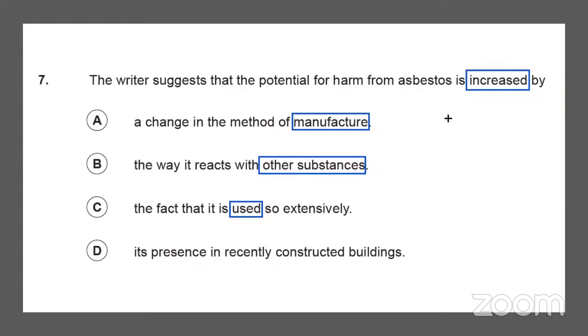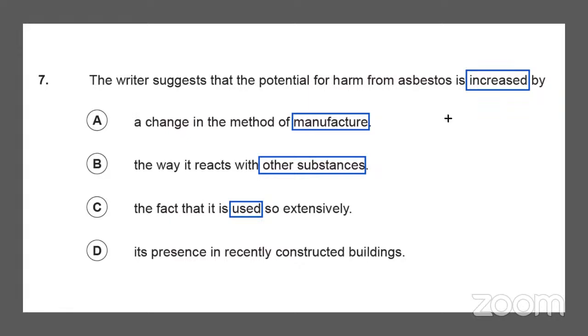Extensively what? Other substance. Reacts what? Reacts with other substances. Change what? In method. Method of what? Of manufacture. Manufacture is the end word. It ends there. If you say change, then you'll ask what? Method. Method what? Then you'll say manufacture. So you'll go and end that word we want, the final word we want. When you say reacts, reacts with what? Other substances. So when other substances are there, reaction is there. Otherwise, there is no reaction, right? That's what you have to think.